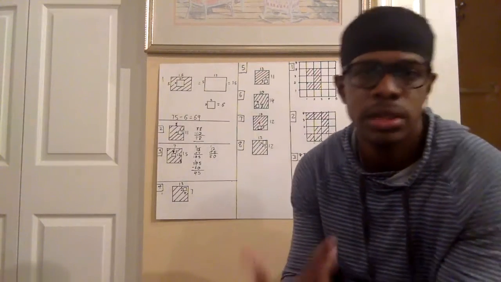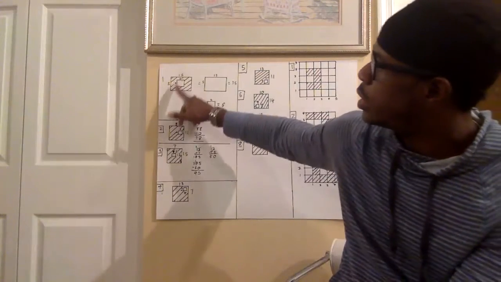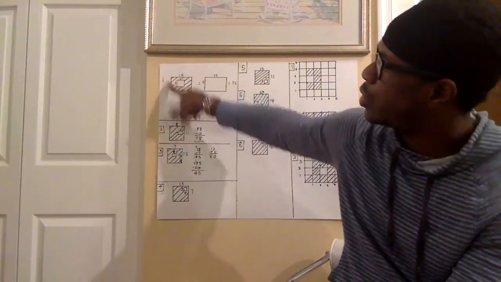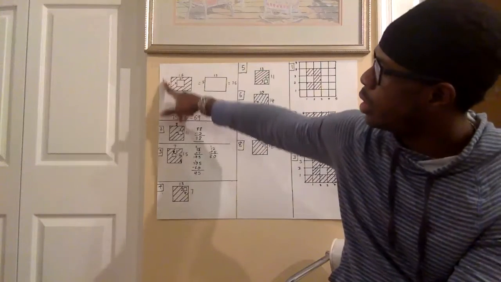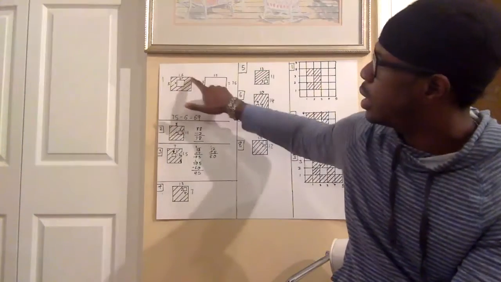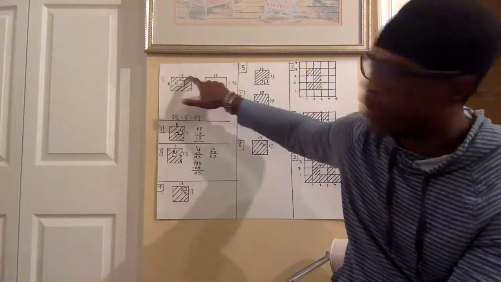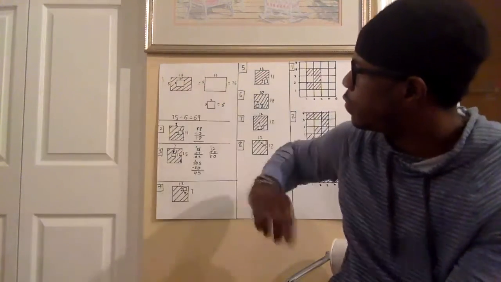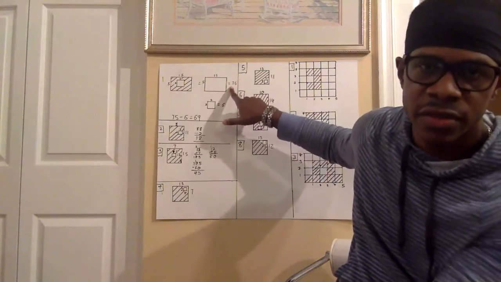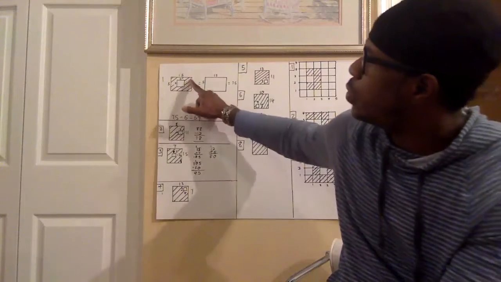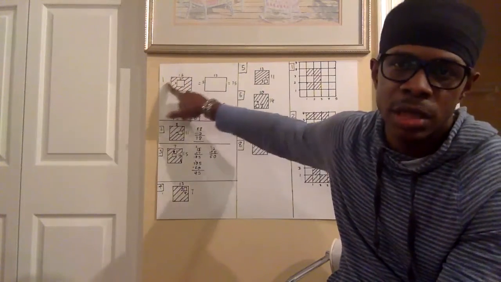So we know the formula for area is length times width. So let's say we want to find out the area of the entire shape. This number right here is 5, and this number right here is 15. So length times width, we have 15 times 5, that's going to give us 75. 5 times 5 is 25, 5 times 1 is 5 plus 2, that's going to give you 75. So now we know the area of the entire shape.